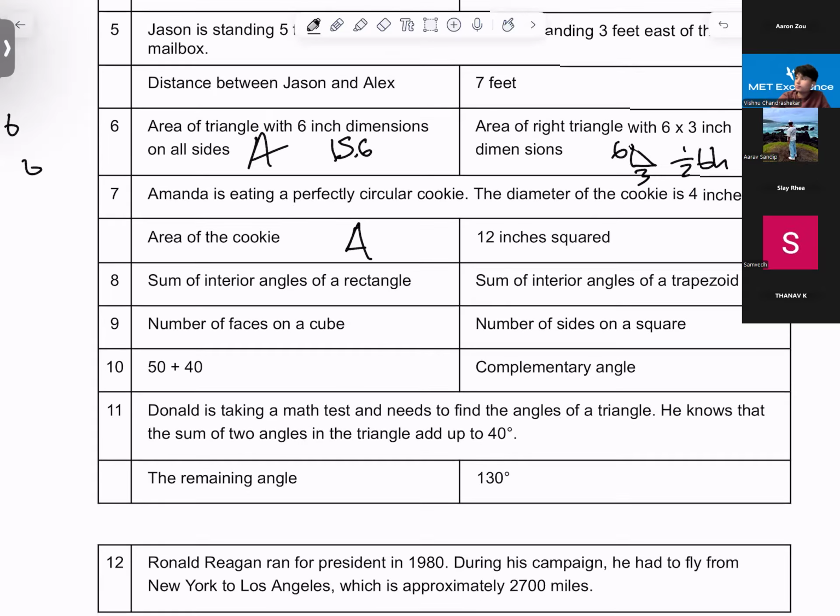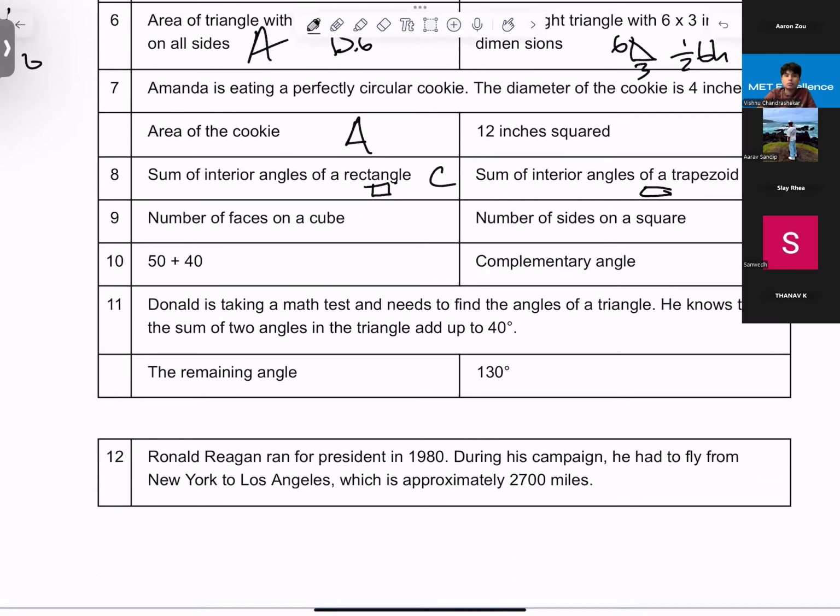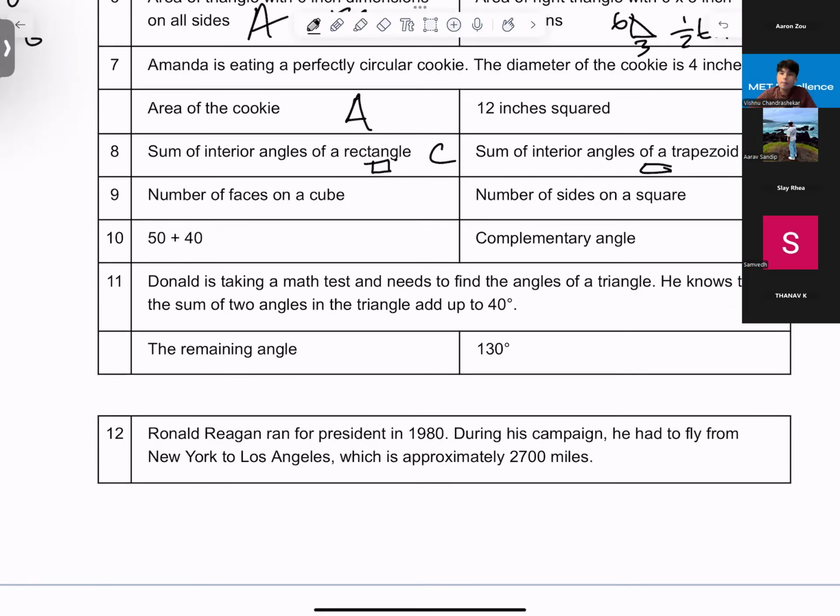All right, so you should remember that the sum of the interior angles of all quadrilaterals is always 360. So a rectangle has 4 sides, and a trapezoid also has 4 sides, so both have 360 degrees. So it's going to be C. For 9, the number of faces on the cube is 6, and the number of sides on the square is 4, so A would be bigger here.